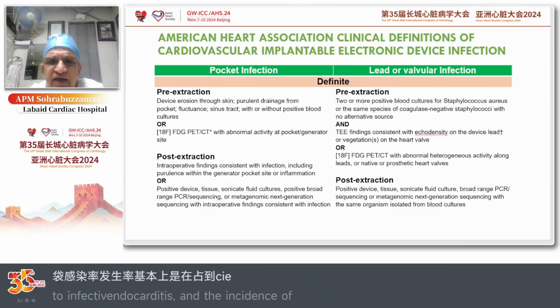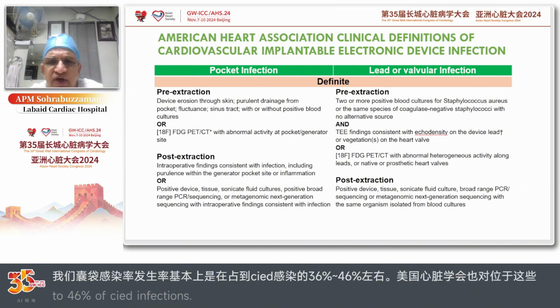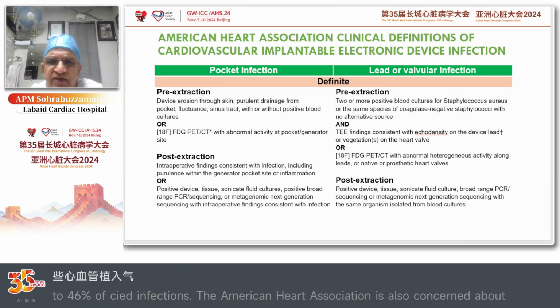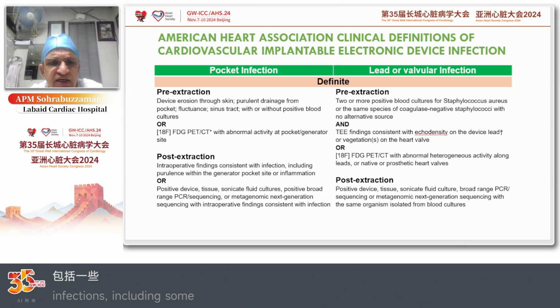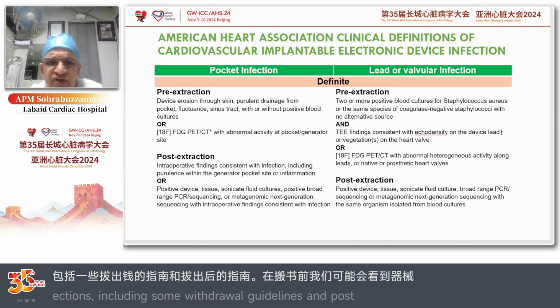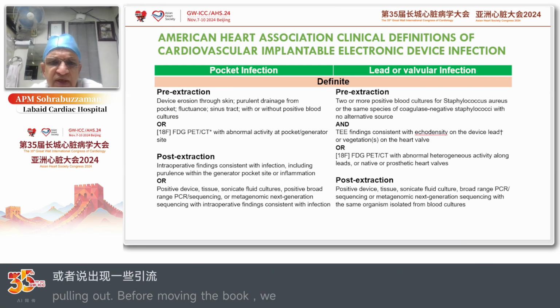What does the American Heart Association clinical definition of cardiovascular implantable electronic devices say? They defined pocket infection, and lead or valvular infection. They defined pre-extraction criteria and post-extraction criteria. In pre-extraction criteria, pocket infection: device erosion through skin, purulent discharge from the pocket, or sinus tract, with or without positive blood culture, or FDG PET CT with abnormal activity at the pocket or generator site.